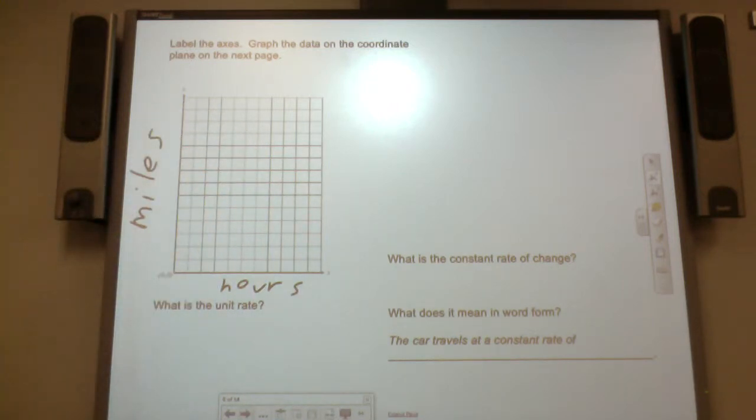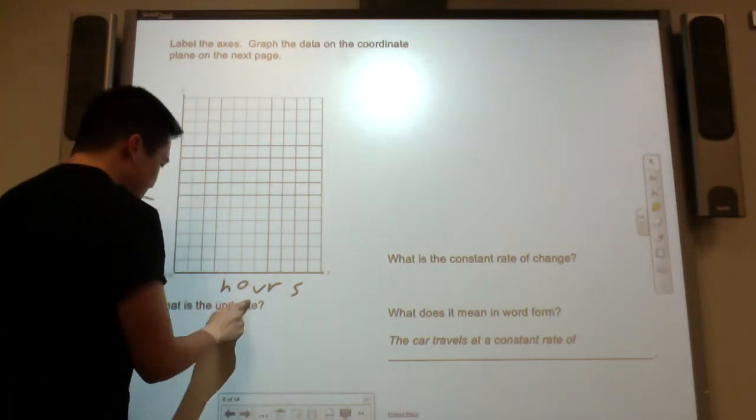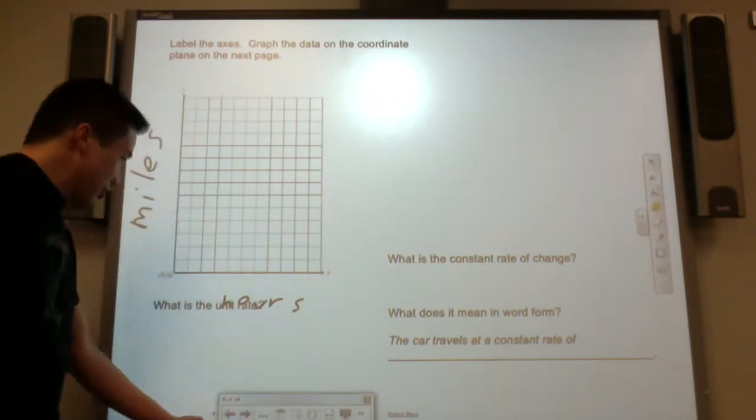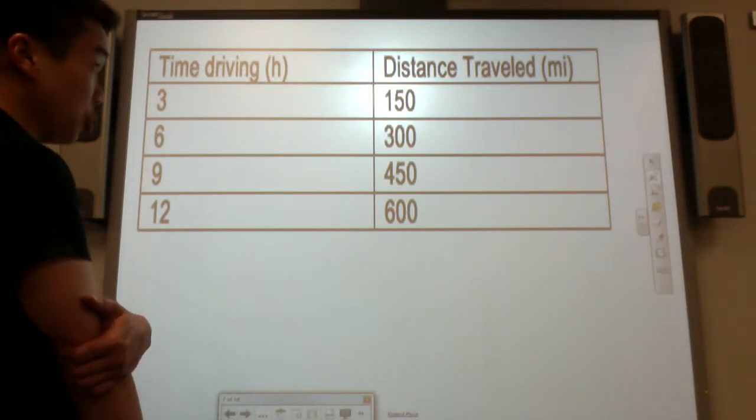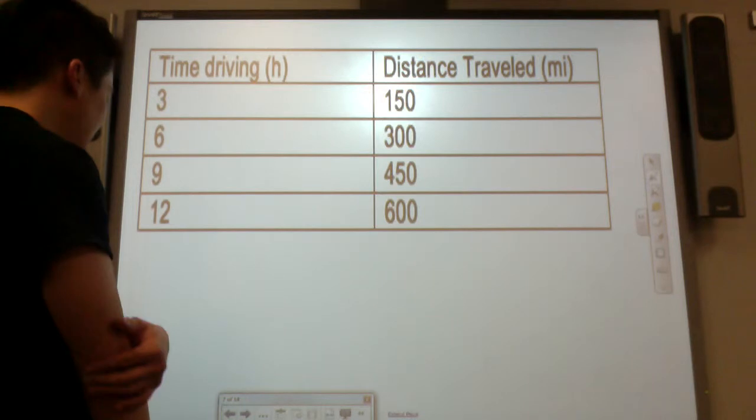So, graph the data on the coordinate plane on the next page, or this page. So, let's go to hours. What do you want to number it by? What do you want your scale to be? You want an interval? You want to make it by 2s, by 3s? It really does not matter to me.